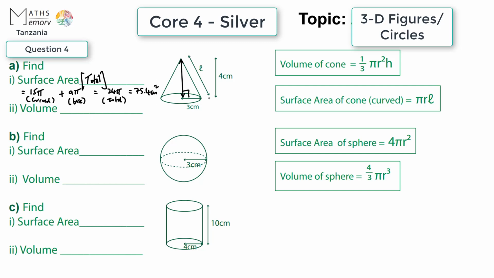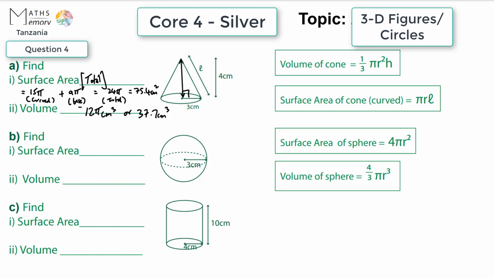Next one, let's find the volume. So the volume is simply a third pi r squared h. So first of all, let's do r. R is 3 squared. 3 squared is 9. 9 times 4, the height is 36. A third of 36 is 12. So the answer is simply going to be 12 pi centimeters cubed this time, or on the calculator 3 sig figs, 37.7 centimeters cubed. Alright, so look at those questions over here.